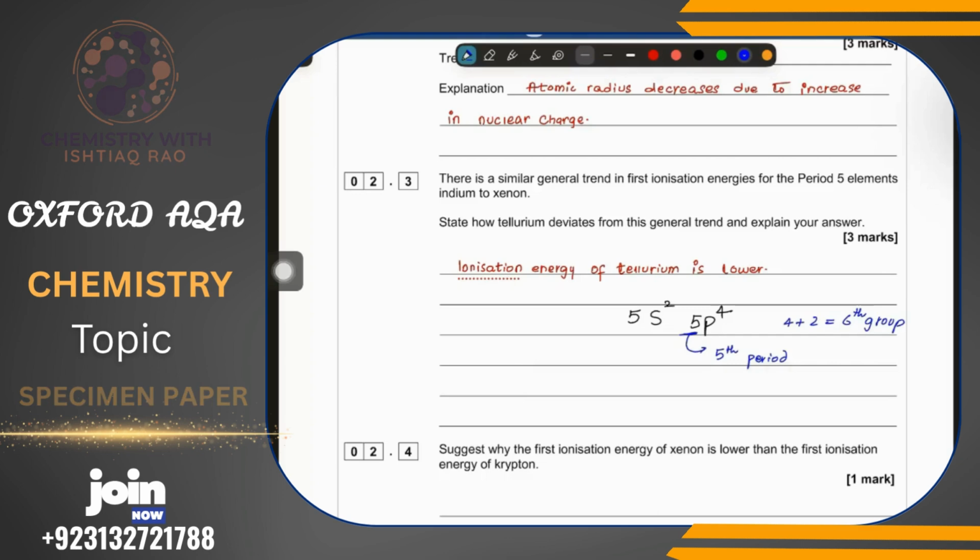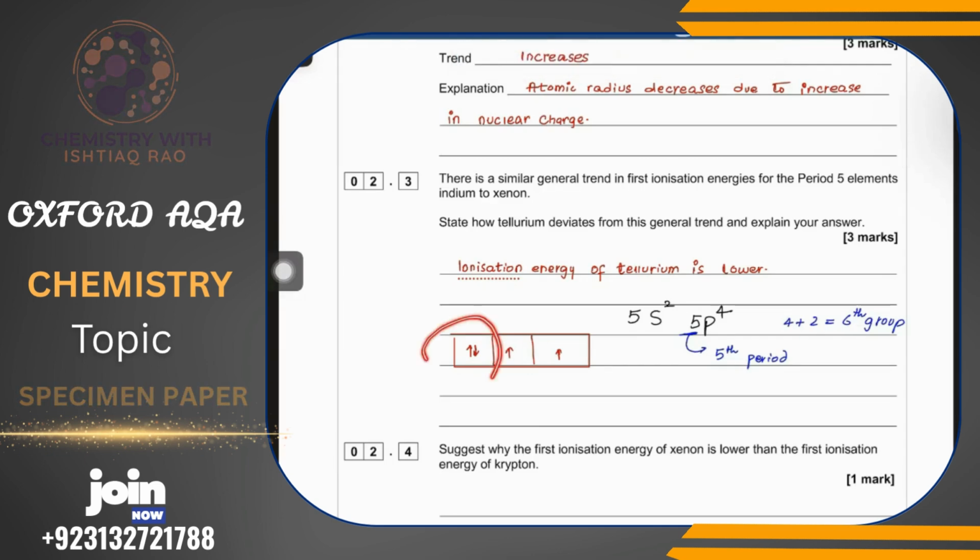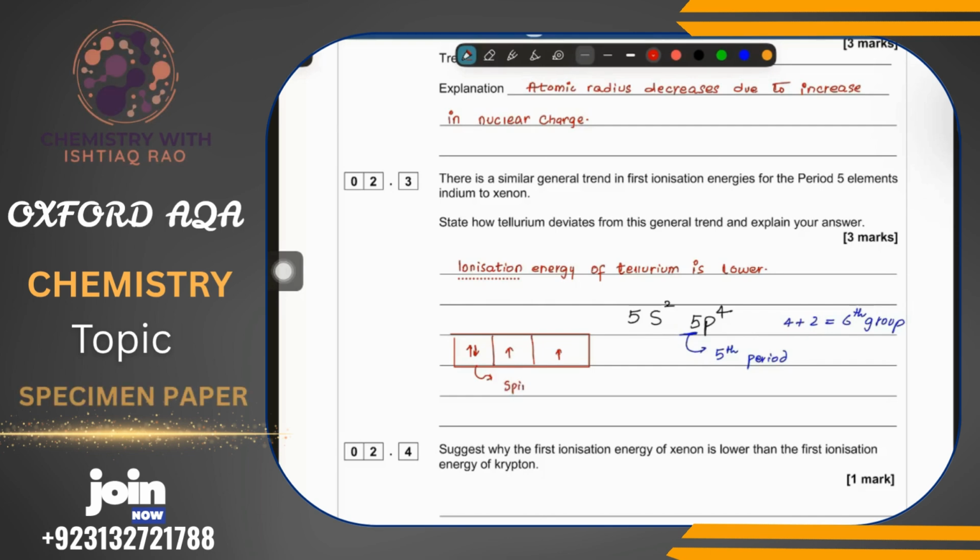5p4 means what? The p subshell has three orbitals: 1, 2, 3, 4 means that it's partially filled, and not only that, the electrons are going to have a repulsion. It's called spin pair repulsion, which makes it unstable. As a result, less energy would be required to remove an electron. That's why tellurium has a lower ionization energy.